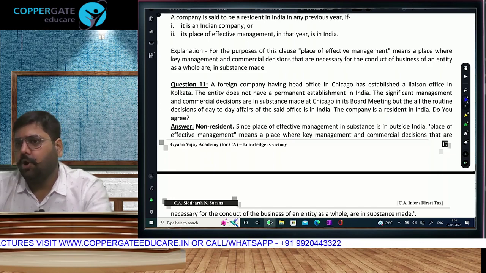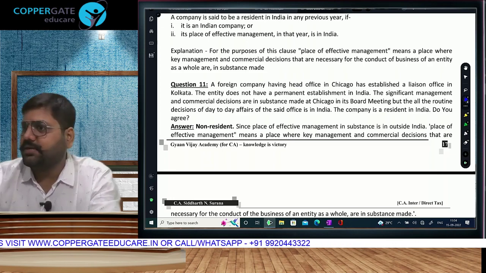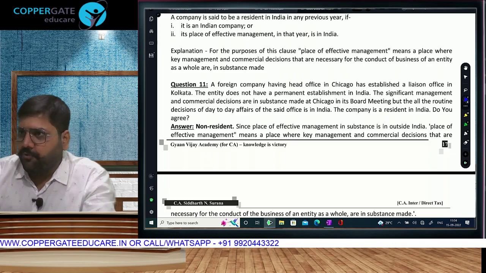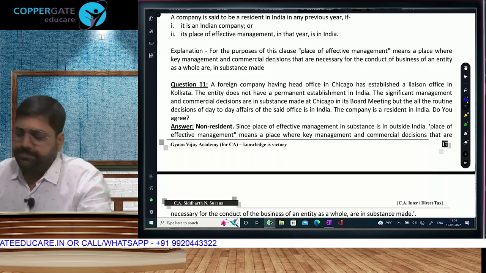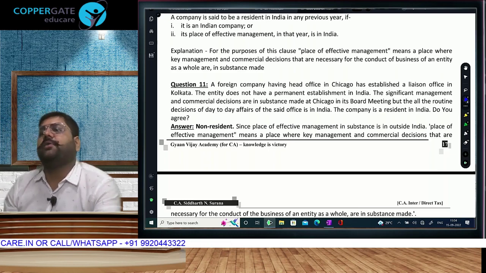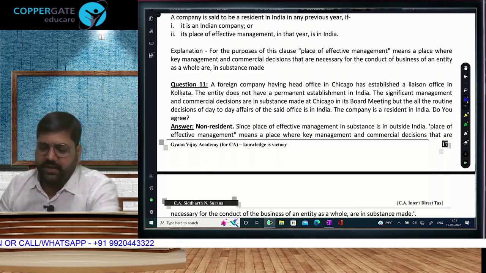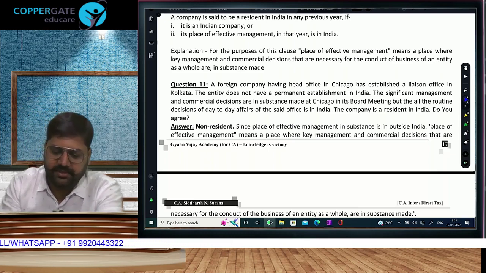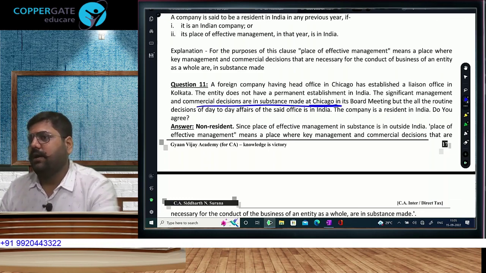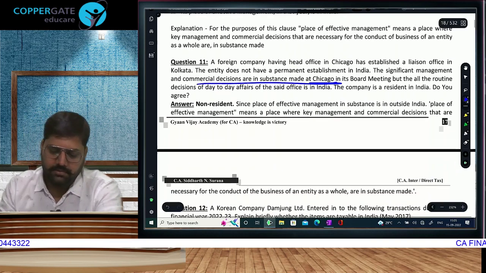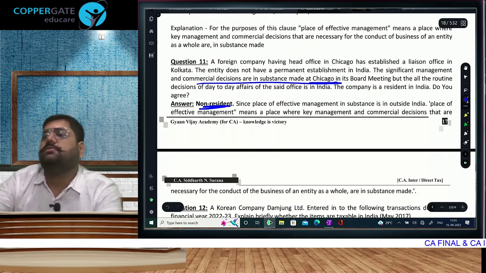No, always resident. But this company is a foreign company. For a foreign company, for becoming resident, what is the criteria? POEM. POEM means where your major decisions are taken. Where are the major, substantial decisions taken? Chicago. Only routine decisions are taken in India, and therefore the given statement is incorrect.